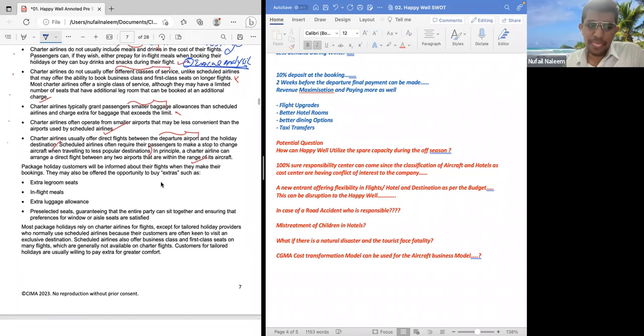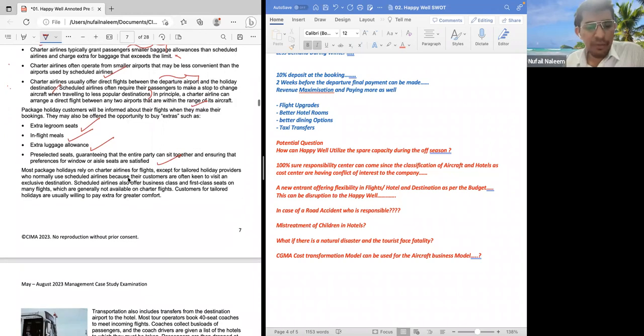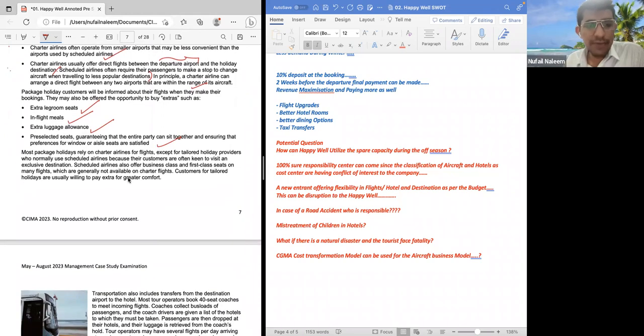Now, students, I'm going to move forward in more detail and more clearly as well. For package holidays, customers will be informed about their flights when they make the booking. They can also be offered extras such as extra legroom, in-flight meals, extra luggage, and pre-selected seats, all of which they can book. But actually we have our own airplane. So why don't we do it better? That is my question to the classroom.